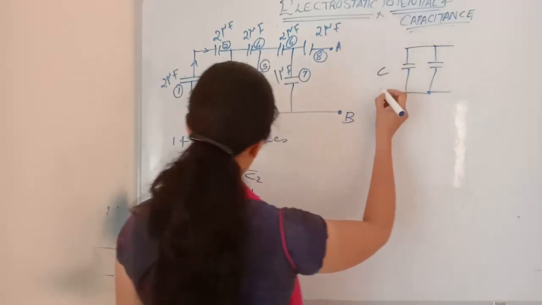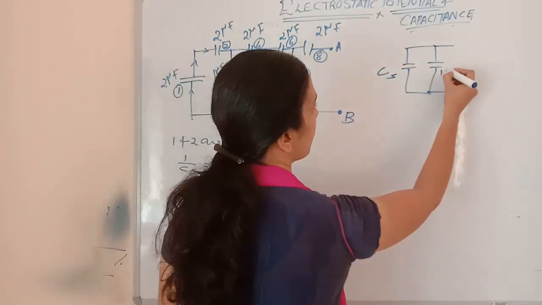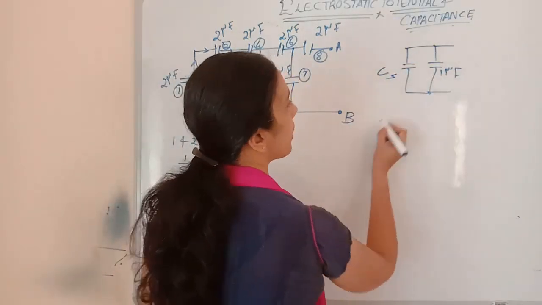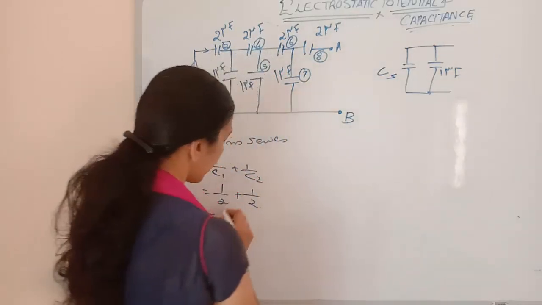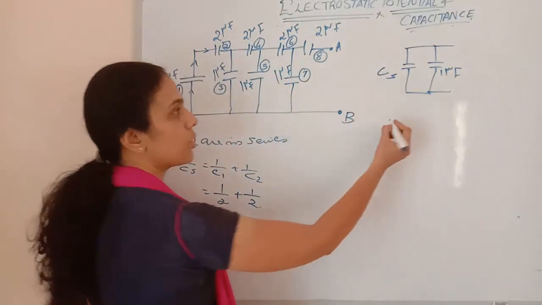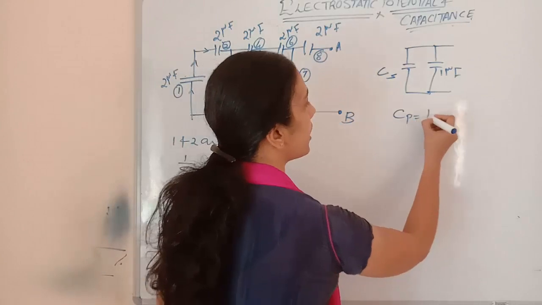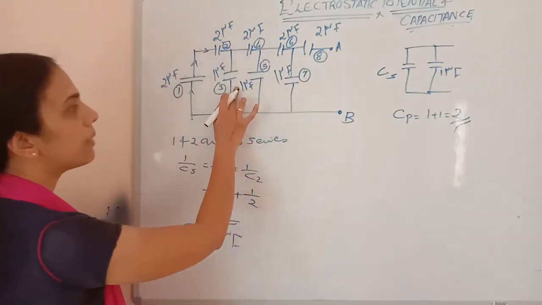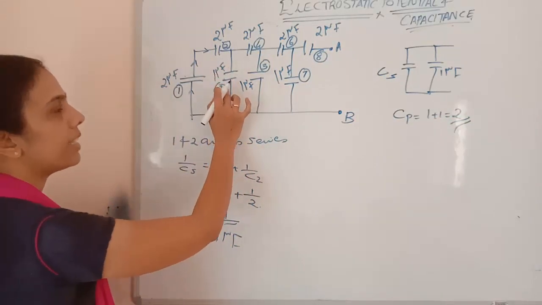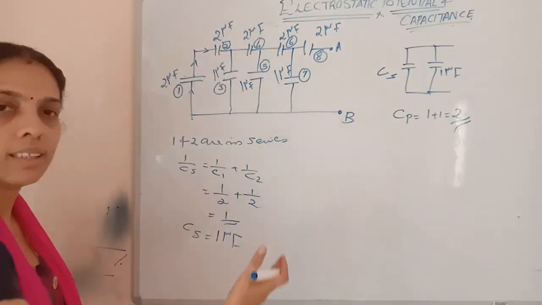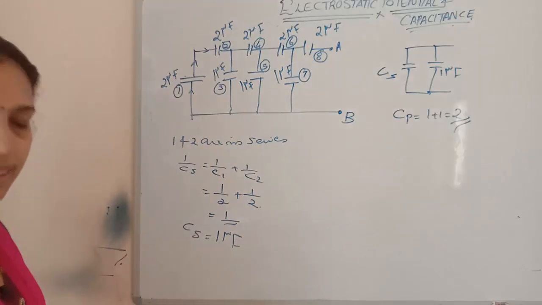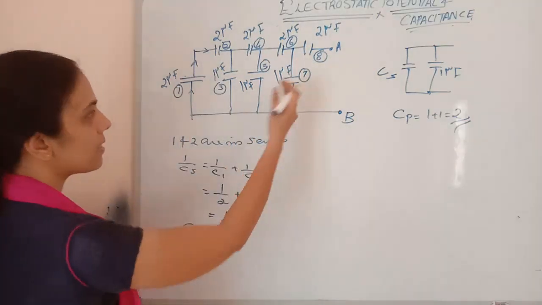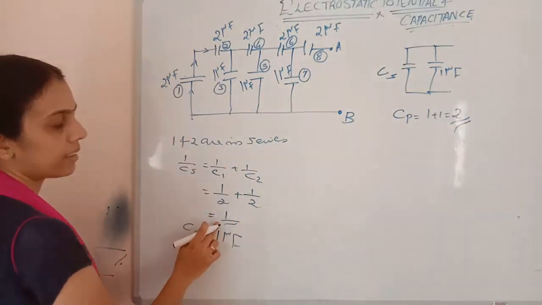This is Cs and this is 1 microfarad. Now the Cs and 1 microfarad are in parallel. So we will get Cp equals 1 plus 1, that is equal to 2. So till here we are getting 2. Then that 2 and this 2 are again in series. If 2 and 2 are in series, what will we get? Again 1.